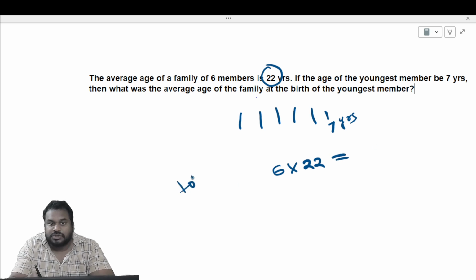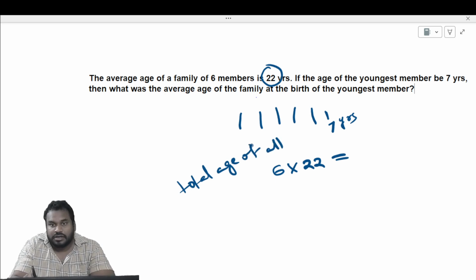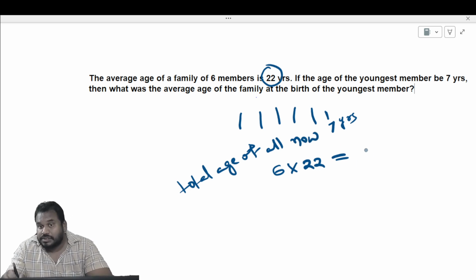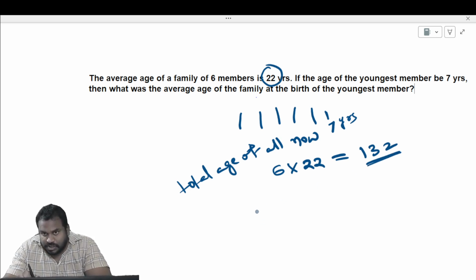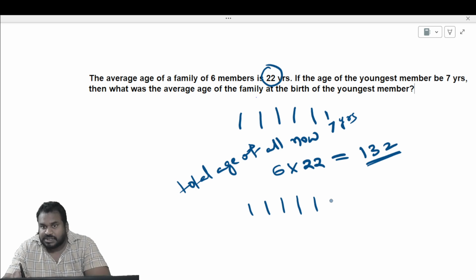So the total age of all now is nothing but 6 into 22. So it is 132. Okay. Now this is all the members. Now what happened when the small kid, when the youngest person was born? So just now he was born, when his age is 0 years. What was the average age for these people?